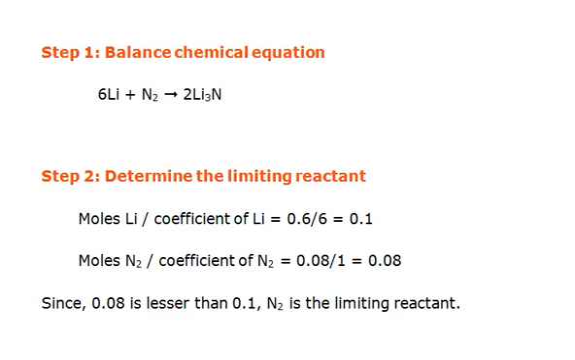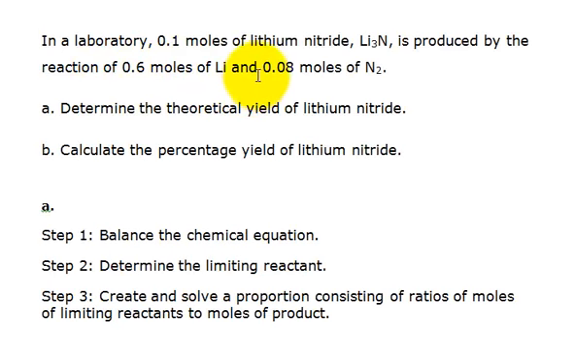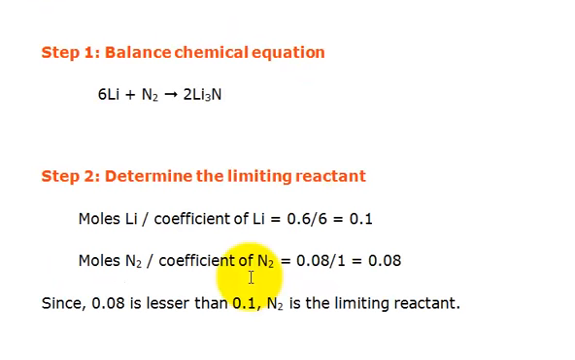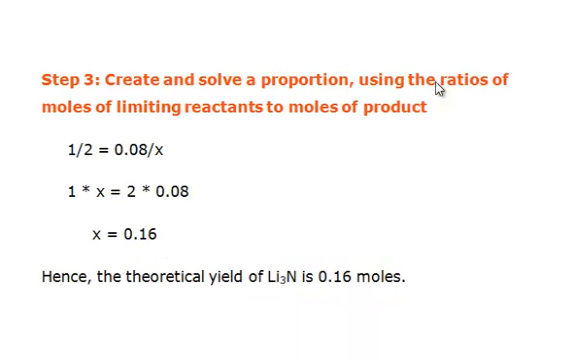Moles of nitrogen is given in the question. Here we have the moles of nitrogen is 0.08. And the coefficient of nitrogen is in the balanced chemical equation. And the coefficient of nitrogen is 1. So 0.08 divided by 1 equals 0.08. Since 0.08 is lesser than 0.1, nitrogen is the limiting reactant.